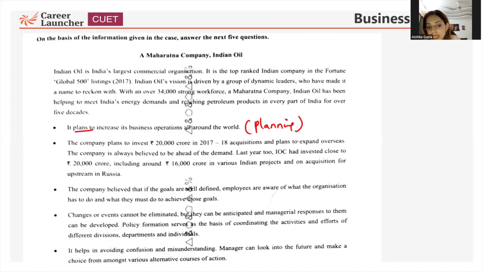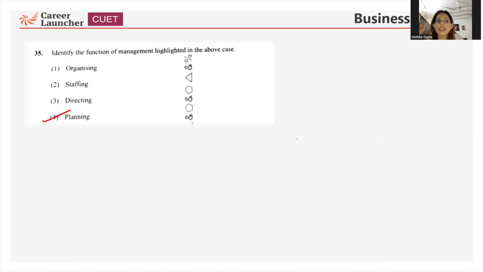And how does it do it? By various procedures that are taking place. So identify the function of management, that is planning. So thinking about what the future prospects will be, that means present where we are, future where we have to go.